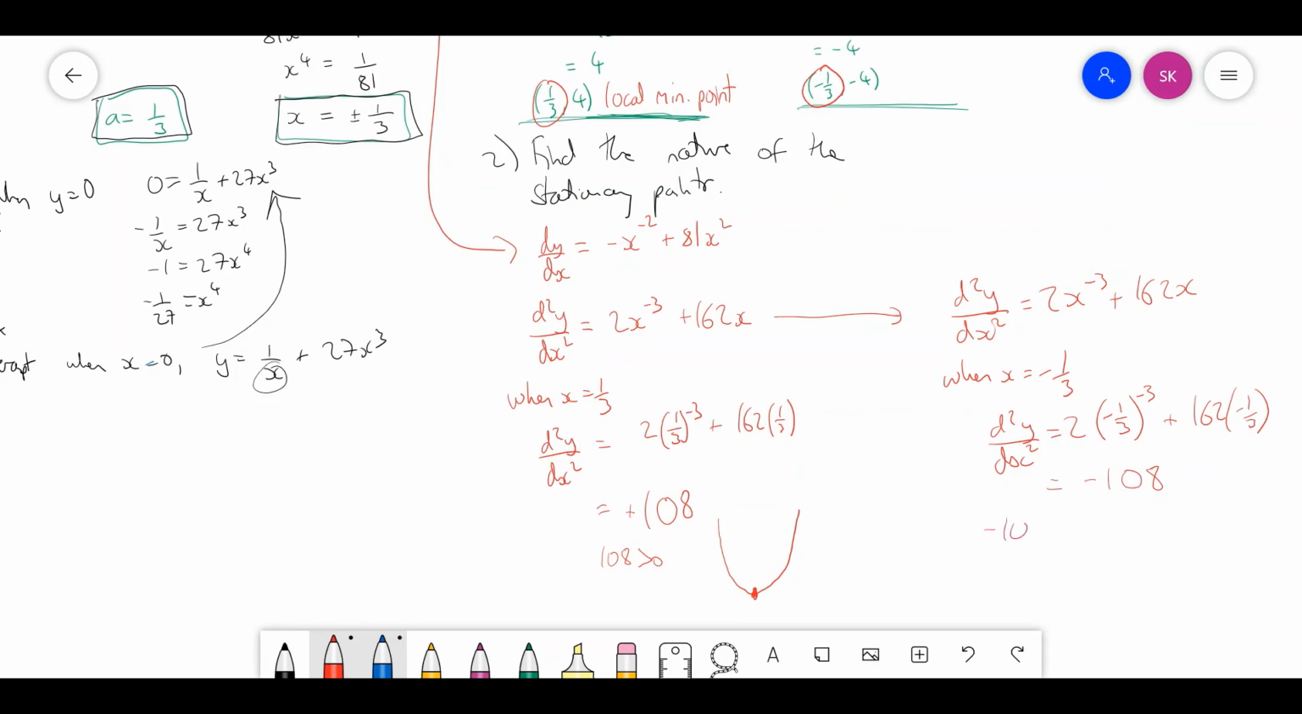Negative 108, it doesn't matter the numerical value apart from the fact that it is less than 0. Because it's less than 0, I know that the gradient of the curve is forever decreasing, which means it looks like that, which means the stationary point is at the top. So this is a local maximum point.